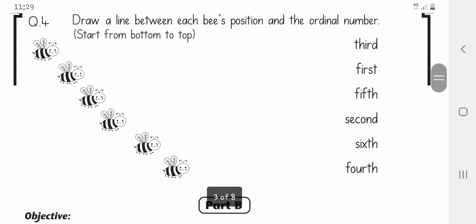Question number 4 is draw a line between each bee's position and the ordinal number. The students have done ordinal numbers, and they have to start from the bottom. So the bottom one is first, and then second, third, fourth, fifth, sixth. So guide them. Please be careful when they do this question. Tell them that they have to start with the first one. The first one is at the bottom. It doesn't matter if you tell them that this is the first one, and then let them figure out the rest.